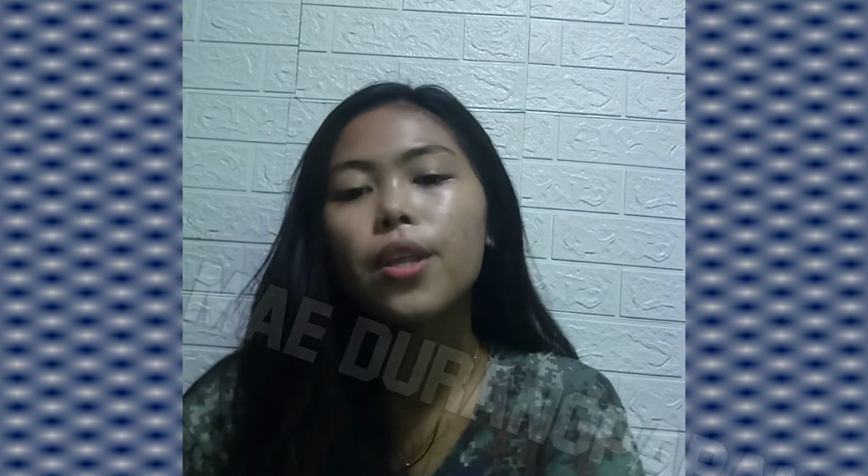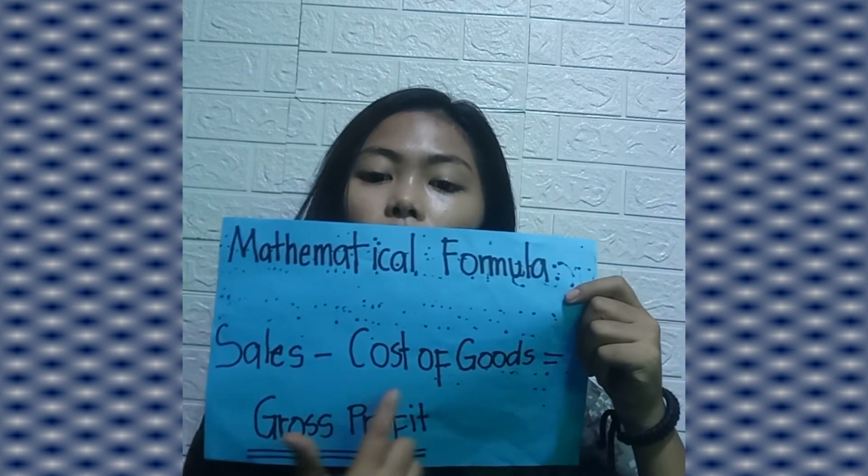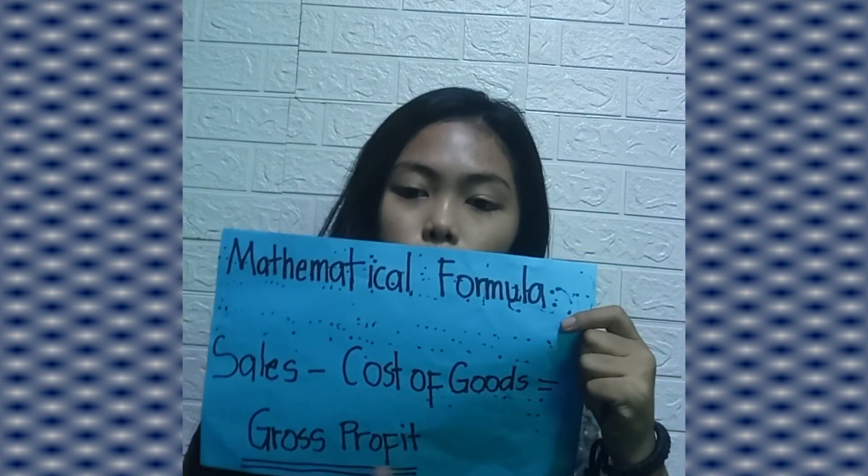Today, we are going to talk about gross profit. So what is gross profit? Gross profit is the amount of revenue after your cost of goods. So, we have here the mathematical formula of gross profit. Sales minus cost of goods equals the gross profit.